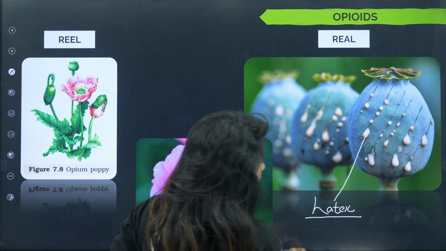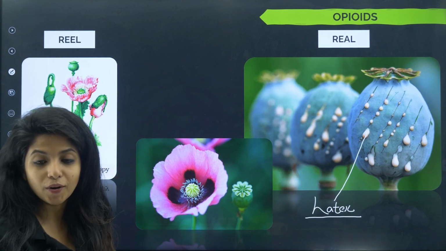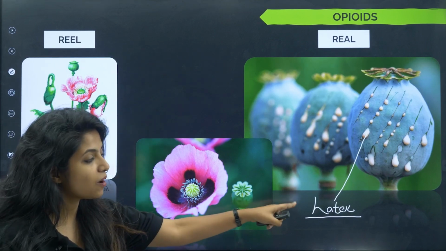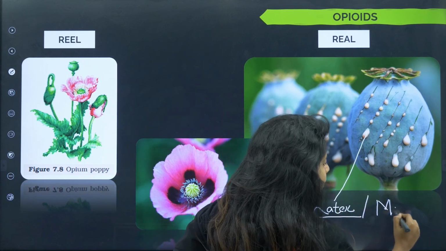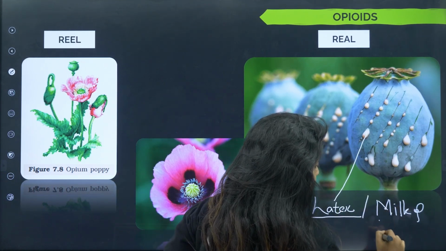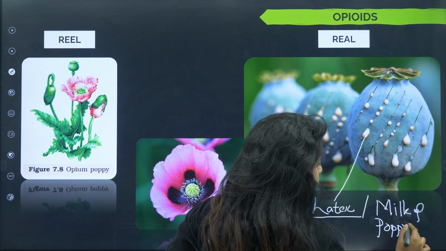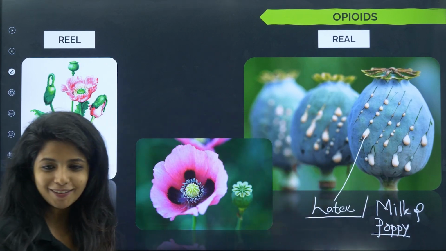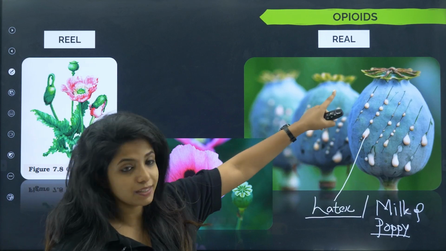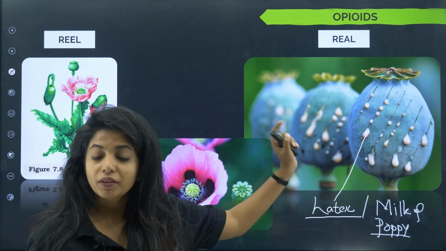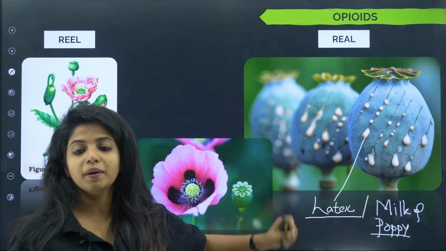So we say that basically heroin is produced with the help of the latex of the poppy plant. This latex is also known as milk of poppy. It looks like milk, right? So it is known as milk of poppy. So this is the poppy plant, or Papaver somniferum, and it produces latex, or milk of poppy, with the help of which you are able to make heroin.